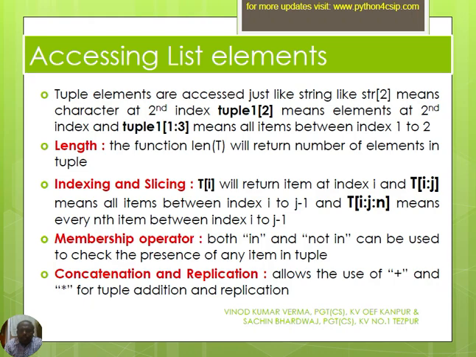So what are the operations? Indexing, slicing, repetition, concatenation, insertion, deletion, updation. These 7 operations are performed in the list. The same thing we are going to perform in tuple. But here is one thing: insertion and updation are not possible in tuple because the tuple is immutable.